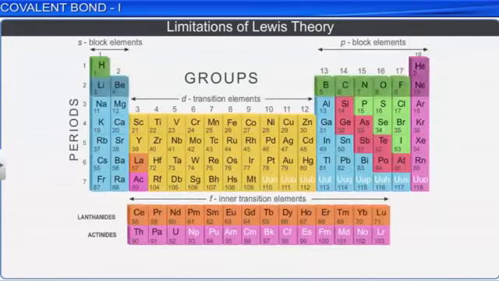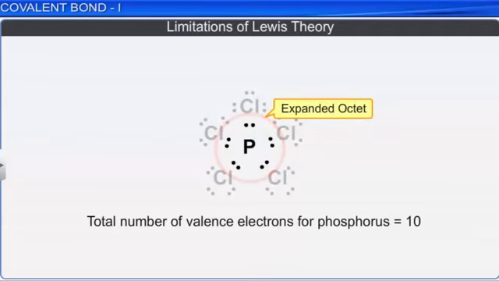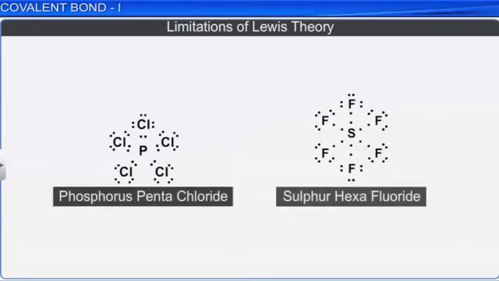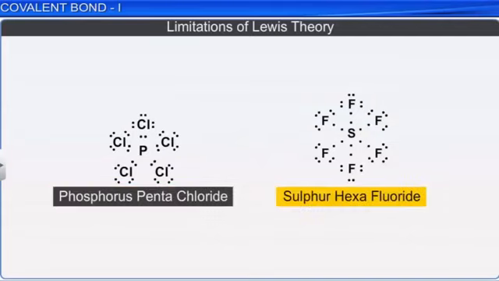The atoms of the elements that belong to the third period and beyond the third period possess 3d orbitals available for bonding. Hence, most of the compounds formed from them possess more than 8 electrons around their central atoms. This is called expanded octet. Hence, the octet rule is not applicable for molecules such as phosphorus pentachloride and sulfur hexafluoride, etc.